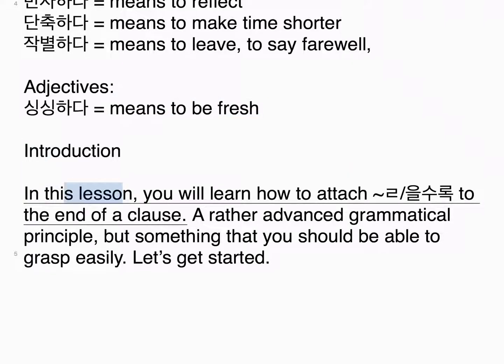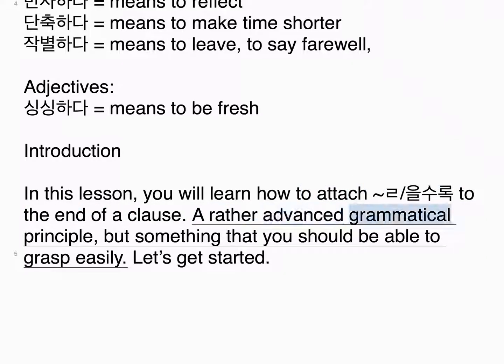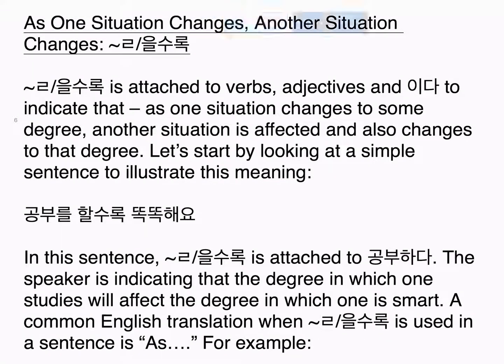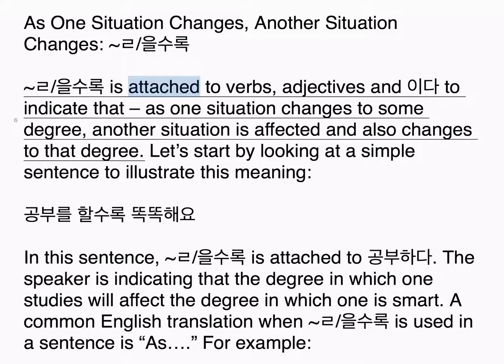Introduction. In this lesson, you will learn how to attach 을수록 to the end of a clause, a rather advanced grammatical principle, but something that you should be able to grasp easily. Let's get started. As one situation changes, another situation changes. 을수록 is attached to verbs, adjectives and 이다, to indicate that, as one situation changes to some degree, another situation is affected and also changes to that degree.